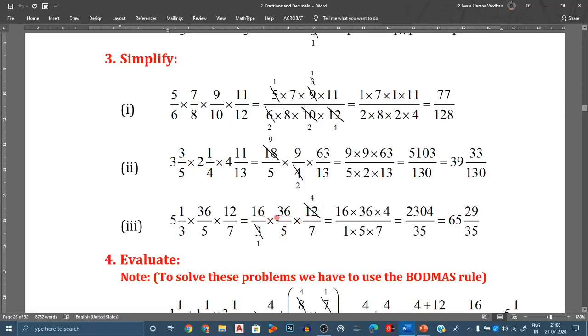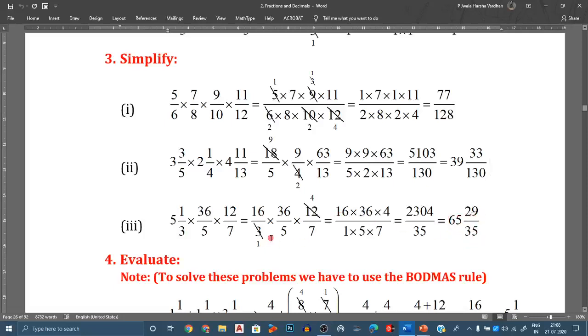Just I am multiplying the numerators. So how to multiply these fractions? You know that the product of the numerators by product of the denominator. So 16 into 36 into 4 by 1 into 5 into 7. So by multiplying you will get here in the numerator 2304 by 35. If you divide 2304 by 35, you will get 65 29 by 35. Okay.